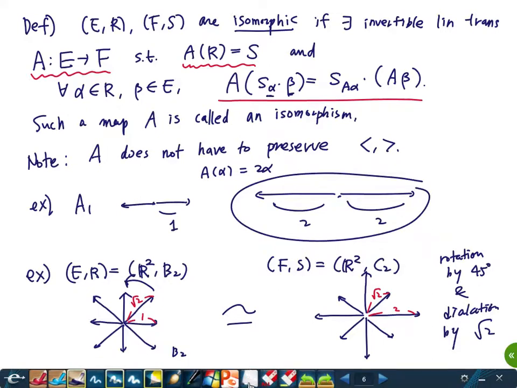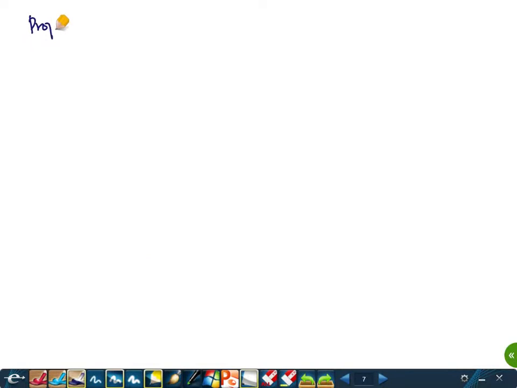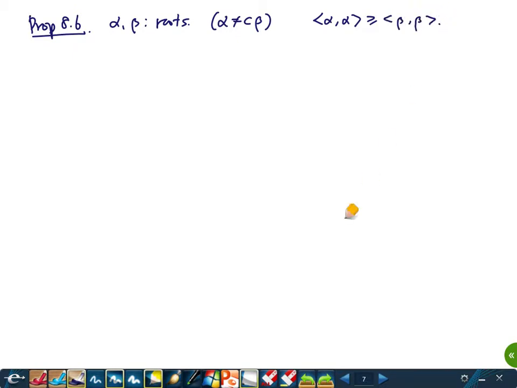Okay, so next. Here's an interesting, simple but very useful proposition. Alpha, beta are roots. Suppose that alpha is not a constant multiple of beta, because that case is just trivial. And we may assume that alpha has longer length than beta. Suppose this, then exactly one of the following holds.